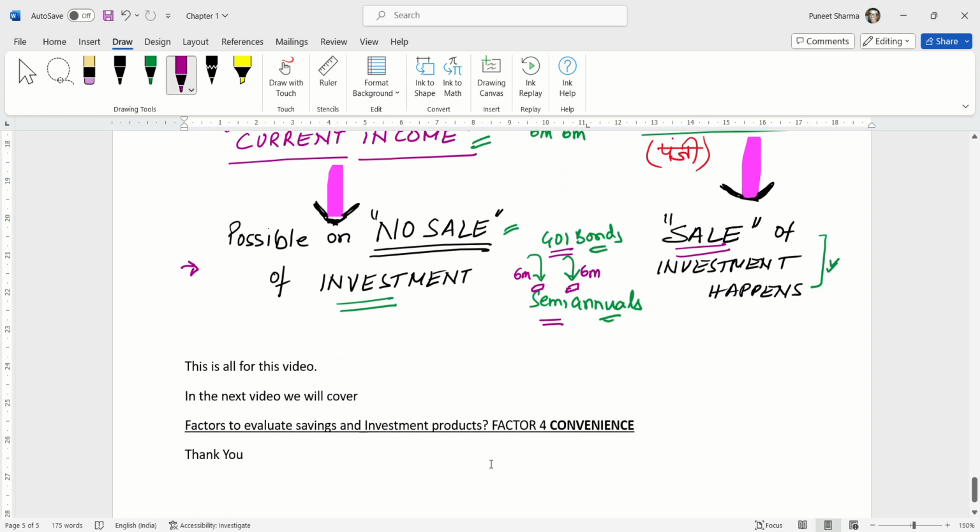Now, this is all for this video. In the next video, we will cover factors to evaluate savings and investment products, and the factor would be convenience.